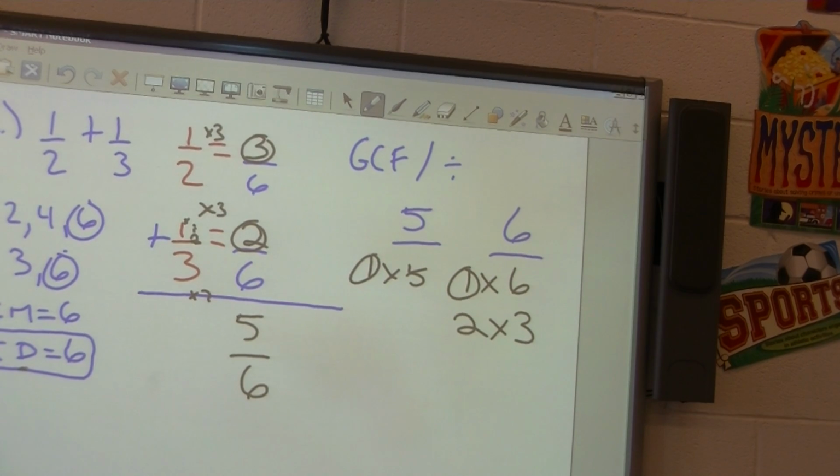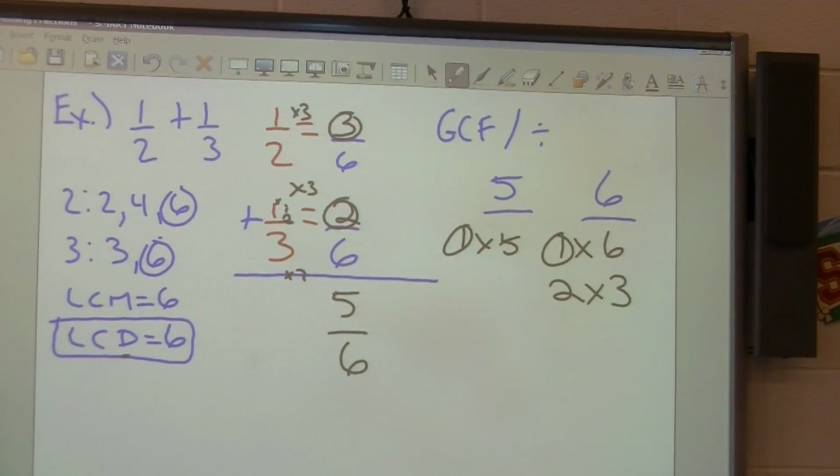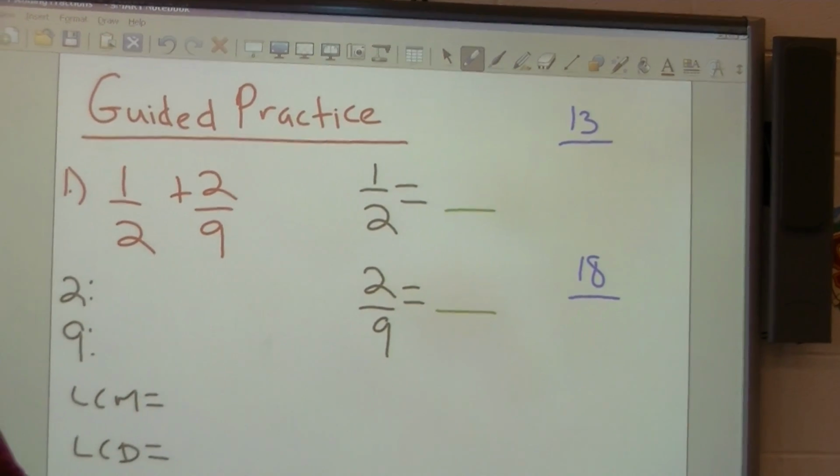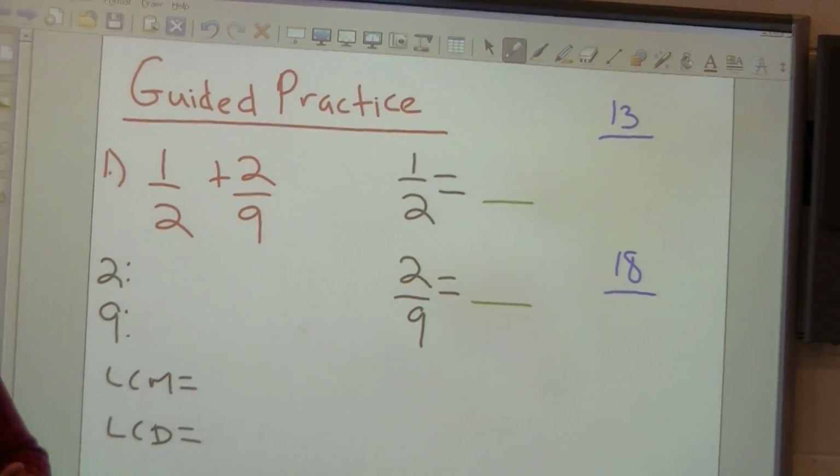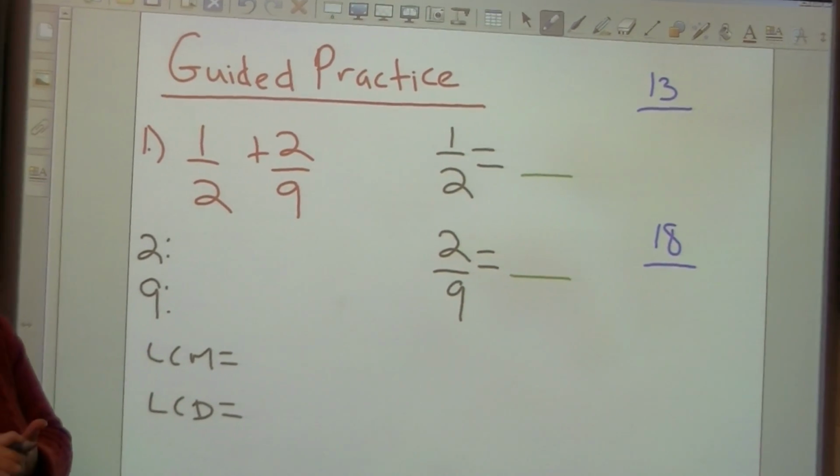Okay. All right, our next one. Guided practice. We're going to jump right into practicing. It says in 1 through 4, find each sum.